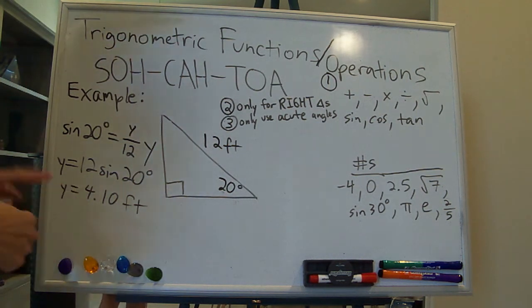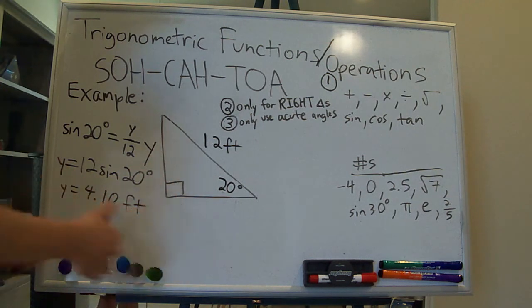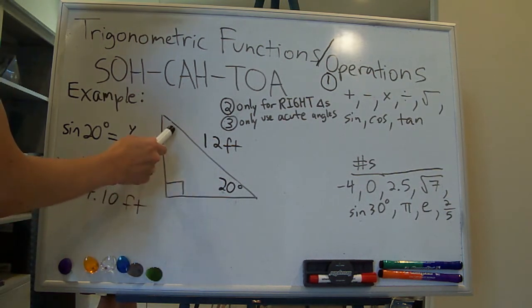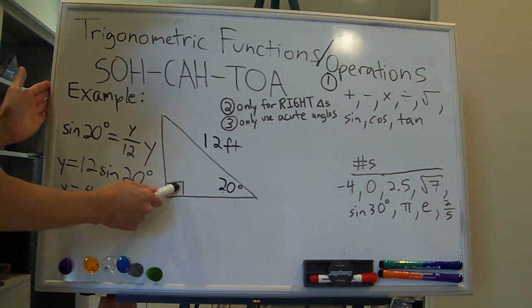So that's one example, but something interesting is actually, we didn't have to use this angle. We actually could have used this angle because this is also an acute angle, but again, we cannot use this one because it's a right angle.